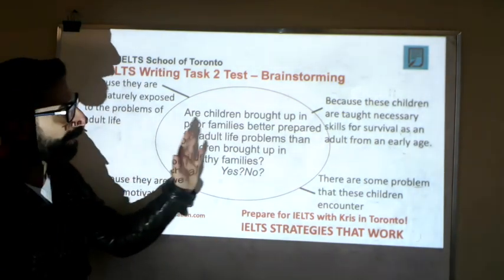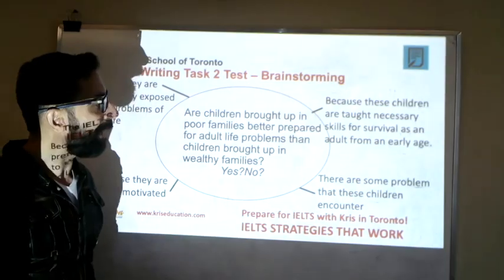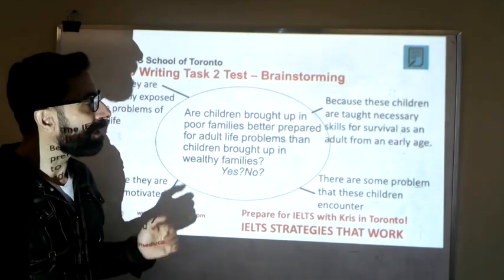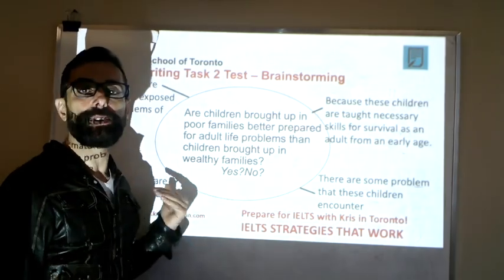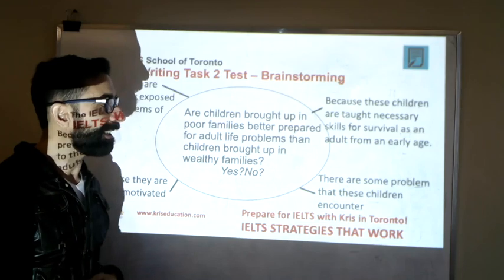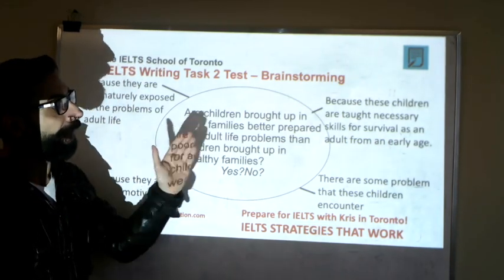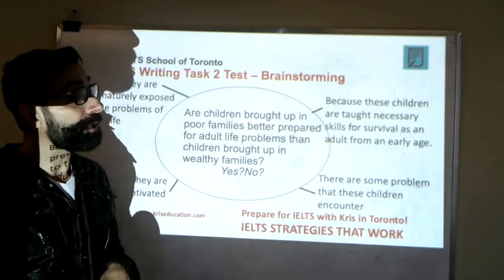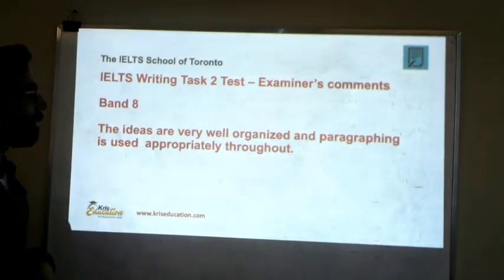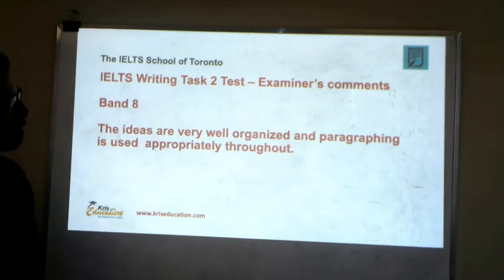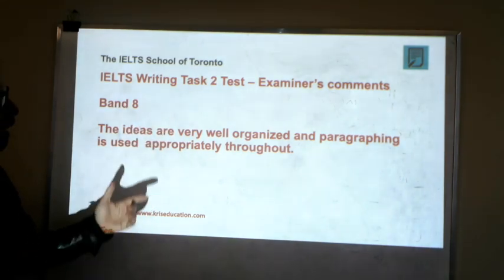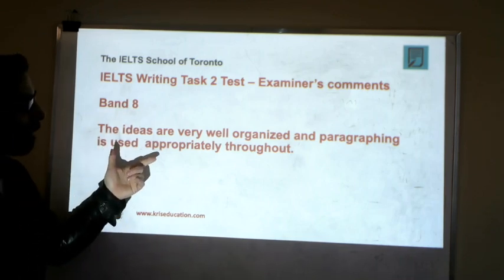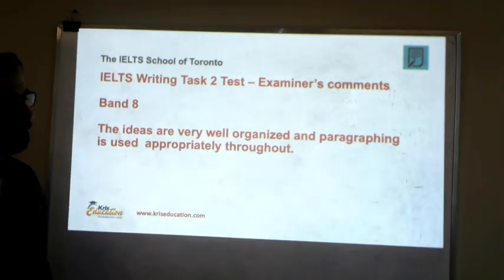So what we've done so far, we have seen that it is very, very important to start with the question. It is very, very important to brainstorm for ideas before you start writing. And in order to score a high band score in IELTS, you need 4 ideas, which will give you 4 body paragraphs. This is what the examiner is saying. The ideas are very well organized and paragraphing is used appropriately throughout.